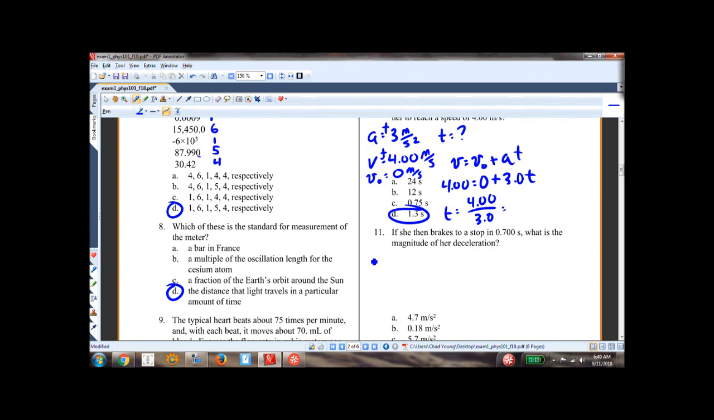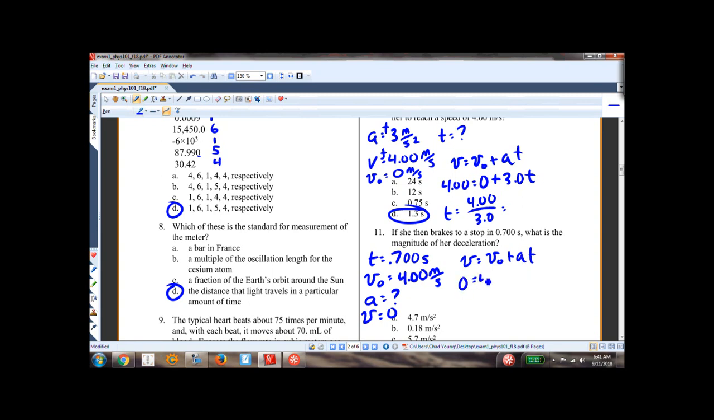If she then brakes to a stop in 0.7 seconds, what is the magnitude of her deceleration? Now, here my time is 0.700 seconds. That's how long it takes to stop. And here her V naught is not 0. It's going to be 4.00 meters per second. And I want to know what is her acceleration, and her final velocity is equal to 0. So a very similar problem. V is equal to V naught plus AT, but your final and initial velocities got flip-flopped. What was 0 and what wasn't? And I like that problem for this reason.